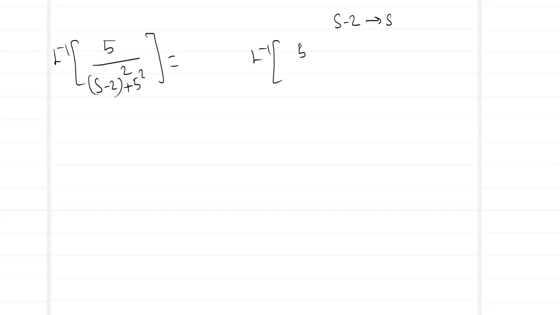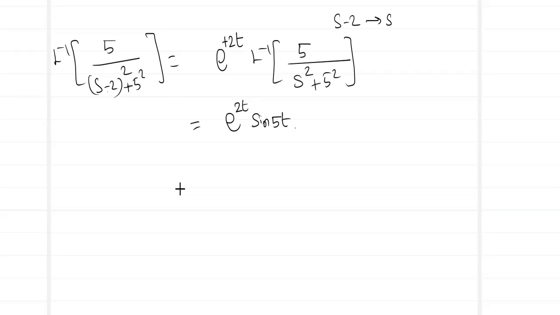What will happen to my Laplace inverse of 5 divided by s minus 2 the whole square plus 5 square? Now, instead of s square, I have it as s minus 2. So when I shrink this s minus 2 back to s, what will be left out? I will be having 5 divided by s square plus 5 square. But this shrinking will move this outside as exponential. Since it is minus, you will have positive 2t. Hence, this is nothing but e power 2t, and 5 by s square plus 5 square makes it sine 5t. Hence, this will be my final answer.